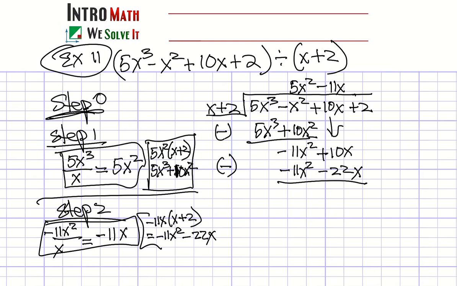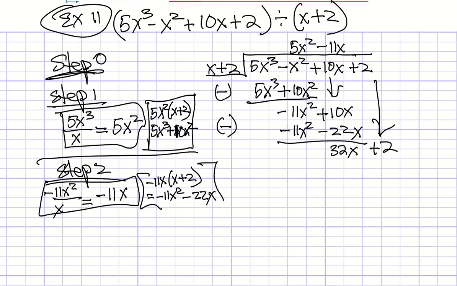Everything on the bottom becomes positive. So the first one crosses out. The second one becomes 32x, right? And you bring down 2 right here, plus 2. Okay? And the process repeats. That's step 3.